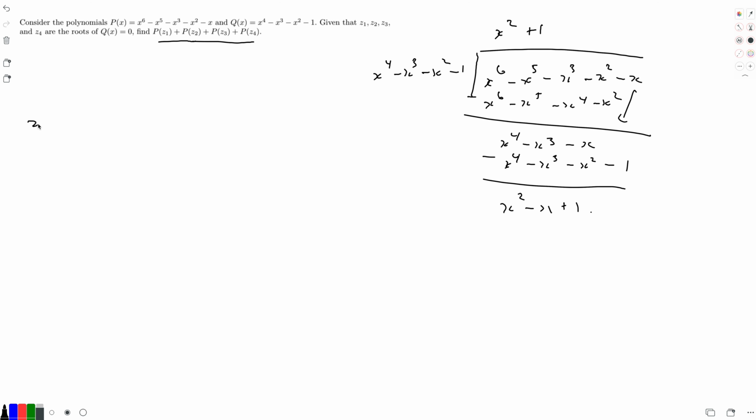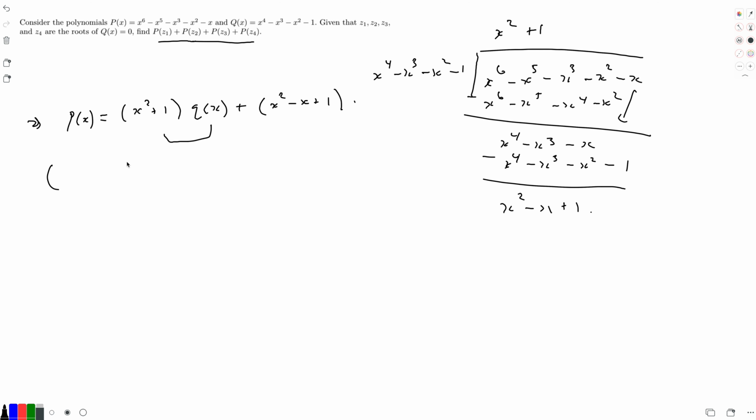Okay, so we've determined that relation, kind of. So p of x is equal to x squared plus 1 times q of x, and then plus x squared minus x plus 1. Now it's the remainder we really care about, right? Because when we plug in p of z1, z2, z3, and z4, we're having this q term multiplied with this, so this will go to 0. So what we need to find is the summation from 1 to 4 of this thing.